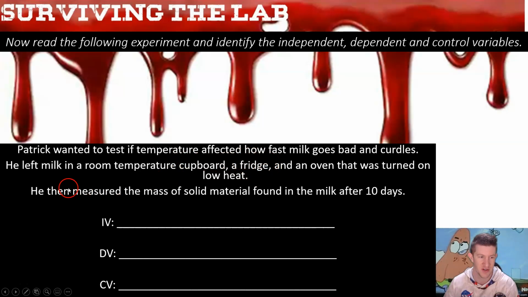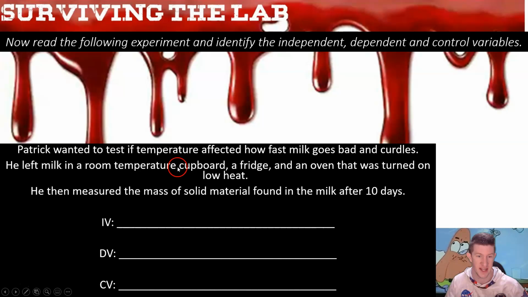The thing that we're measuring, he said he measured the mass of the solid material. So the mass of the solid material is the thing that we're measuring. So that's the dependent variable because it depends on temperature. And then a controlled variable could be something like days. We're controlling the time that we measure all this. So you could say 10 days is the controlled variable.